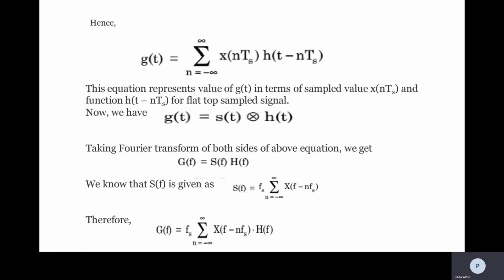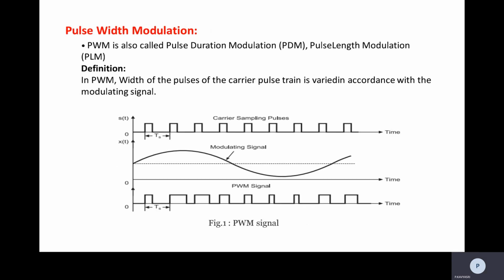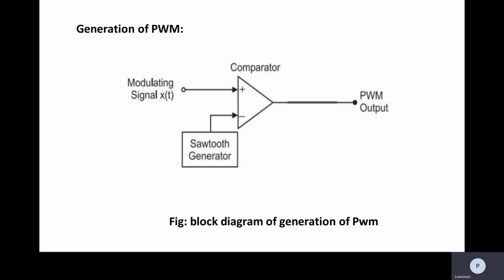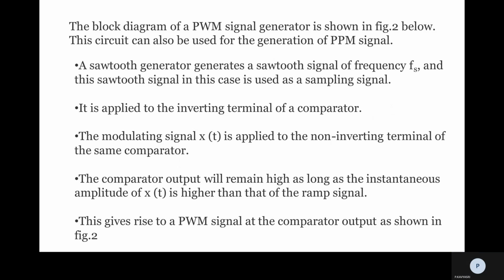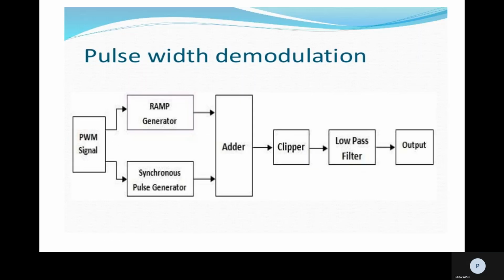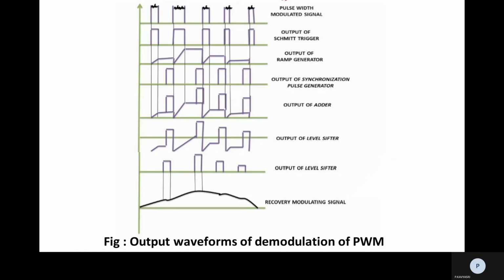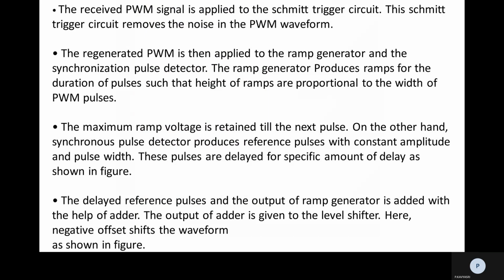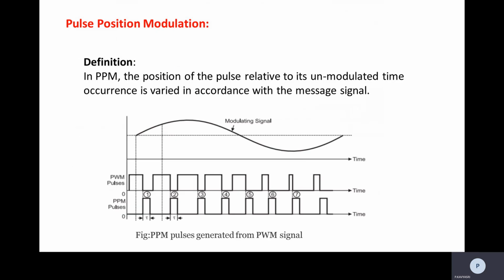So, we already studied all this. Here we go. Now I will explain the pulse position modulation, as I already said about the definition. In PPM, the position of a pulse relative to its unmodulated time occurrence is varied in accordance with the message signal. So the position will vary with respect to the message signal.